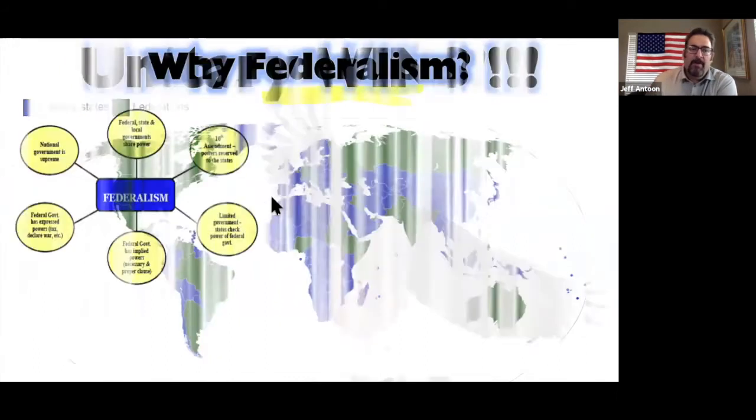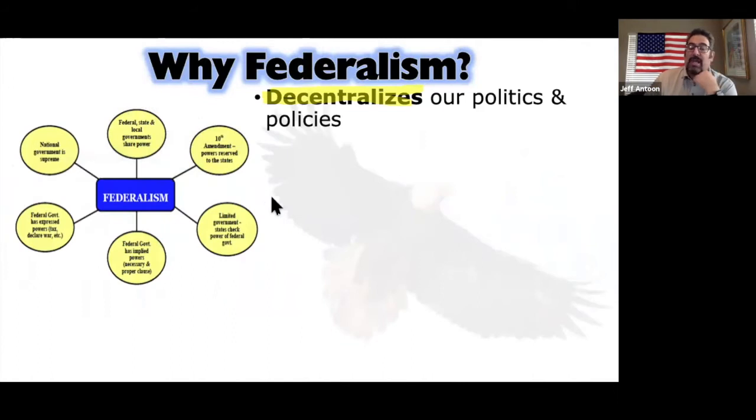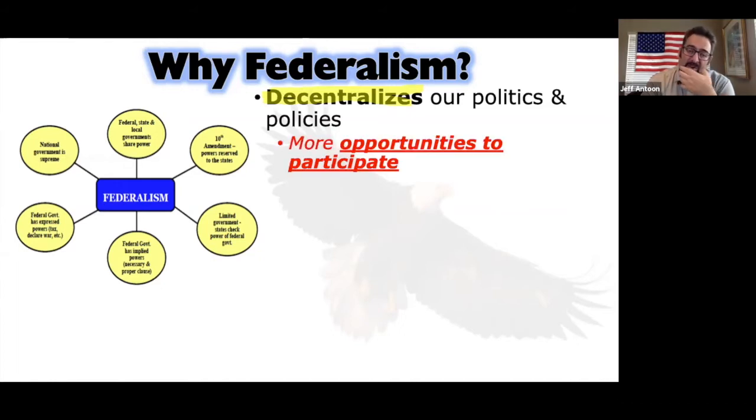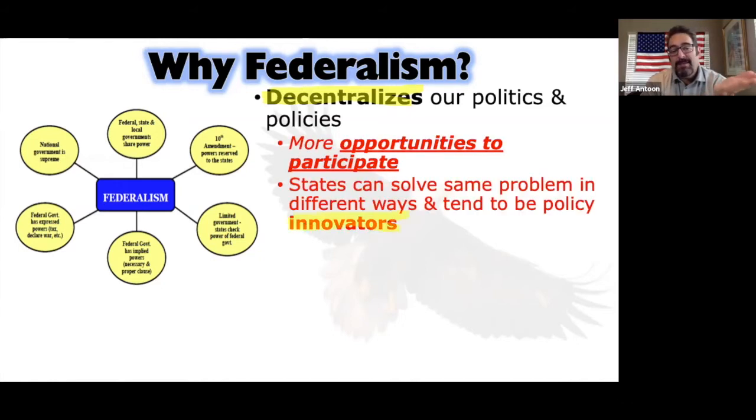Okay, moving on. Why federalism? It decentralizes our politics, meaning something in Texas is not going to be the same as in Maine, and something in Washington State is not going to be the same as Texas. So local states have the power to control what's happening in their state. There are more opportunities for them to practice. States can solve the same problem in different ways.